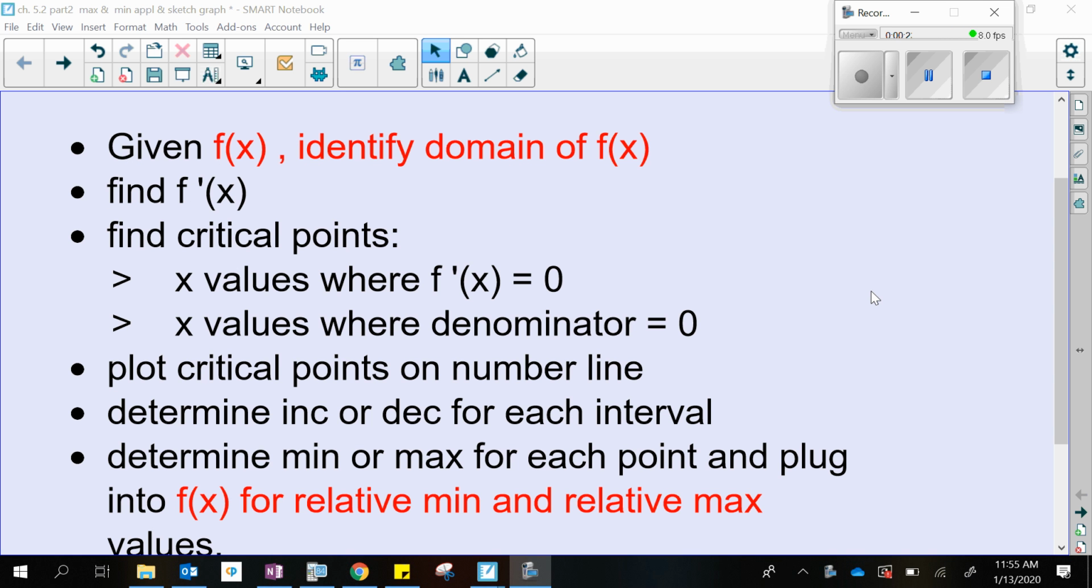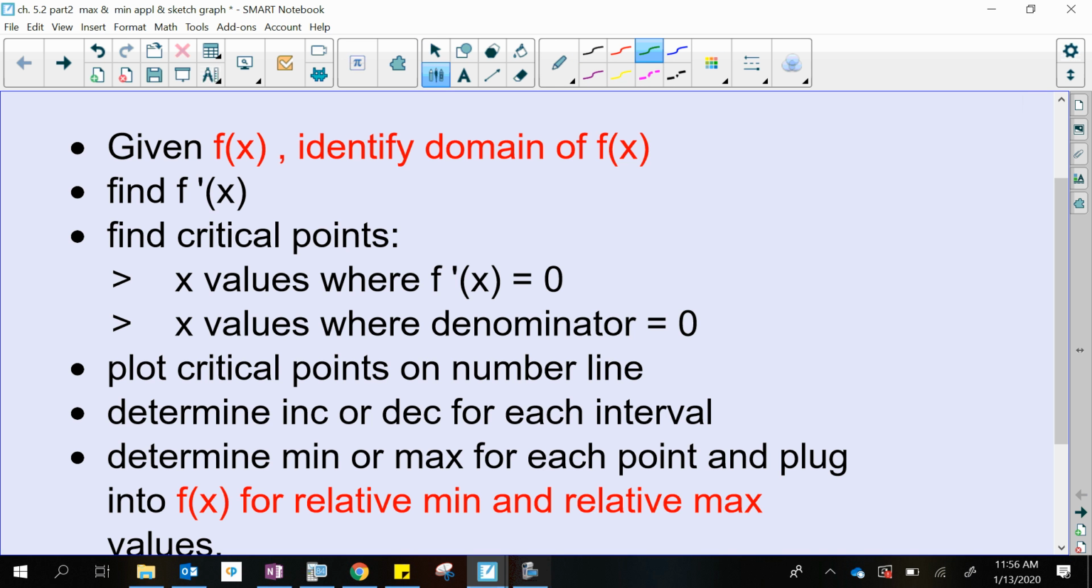So when you're given f of x, you want to identify the domain of f of x, which means find any x values that may not be available. For example, if we had something like this, we know x cannot equal 3. So just make note of that, okay?